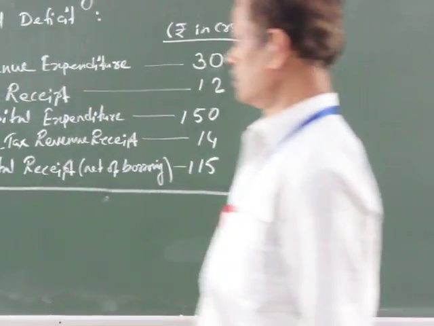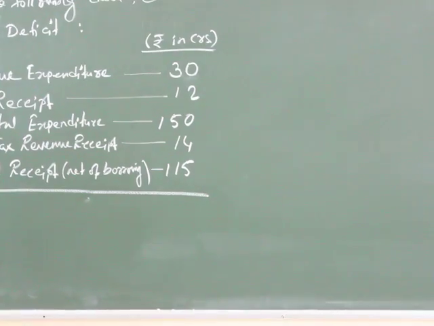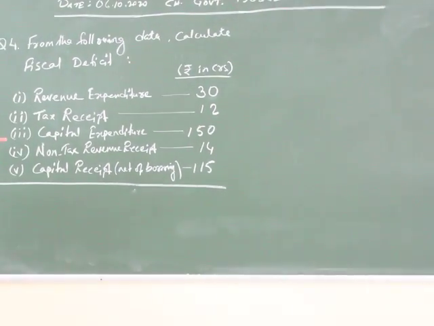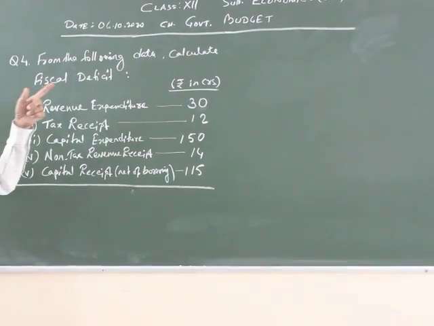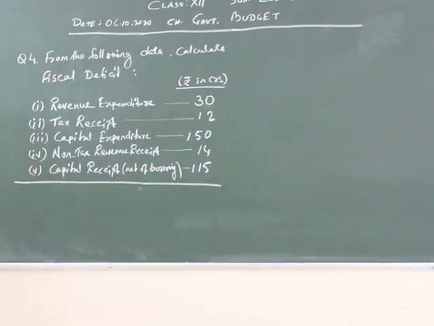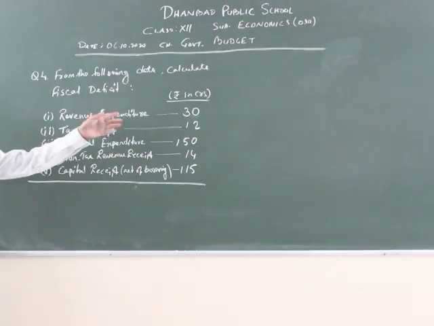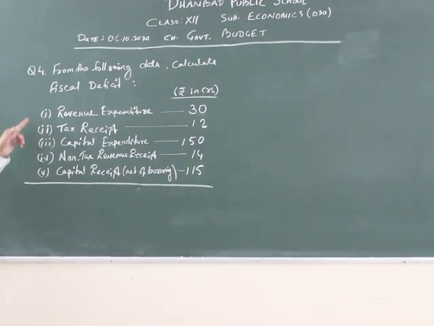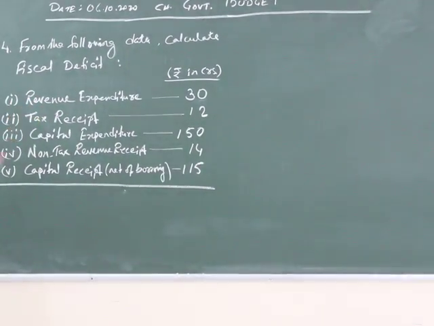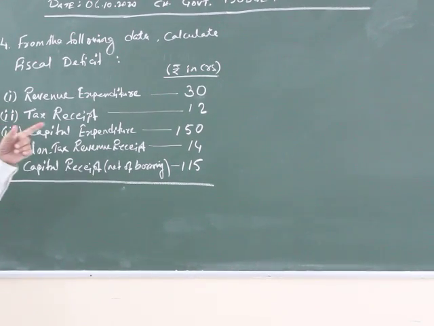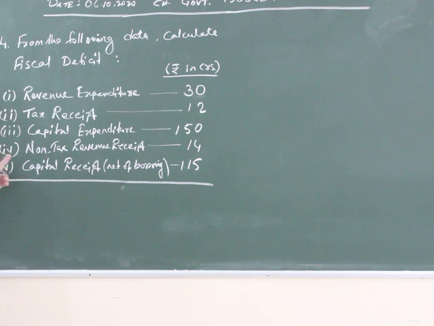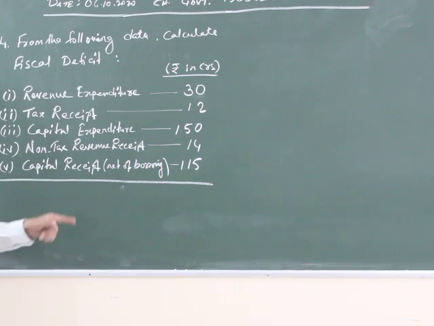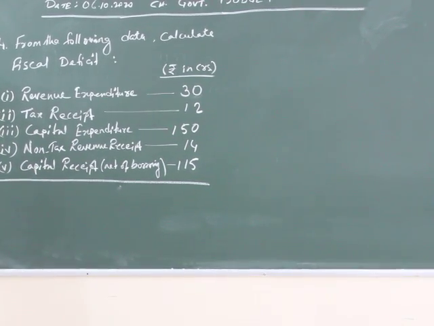You look at this question. This is in continuation to today's video. It is question number 4. From the following data, calculate fiscal deficit. All the figures I will please enclose. First, revenue expenditure 30, tax receipt 12, capital expenditure 150, non-tax revenue receipt 14, capital receipt net of borrowing 150.